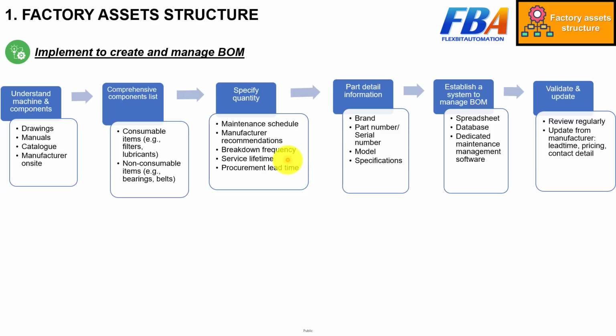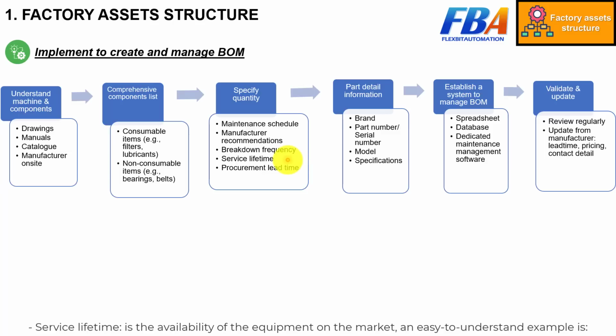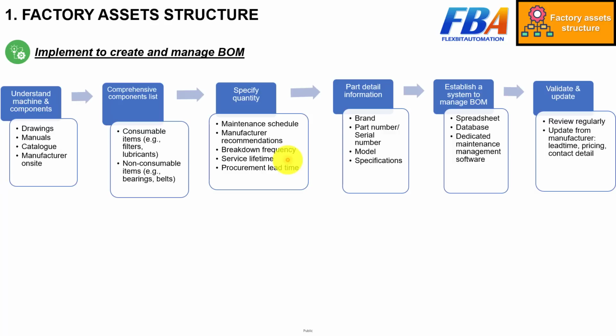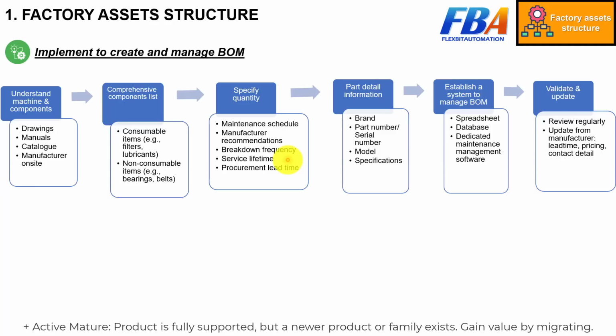The next one is service lifetime. That's the availability of the equipment on the market. And to make it easier to understand, an example. For Rockwell Automation equipment, there will be 4 service cycle statuses. The first one, active: the most current offering within a product category. The second status is active mature: the product is fully supported, but a newer product or family exists, and you can gain value by migrating.